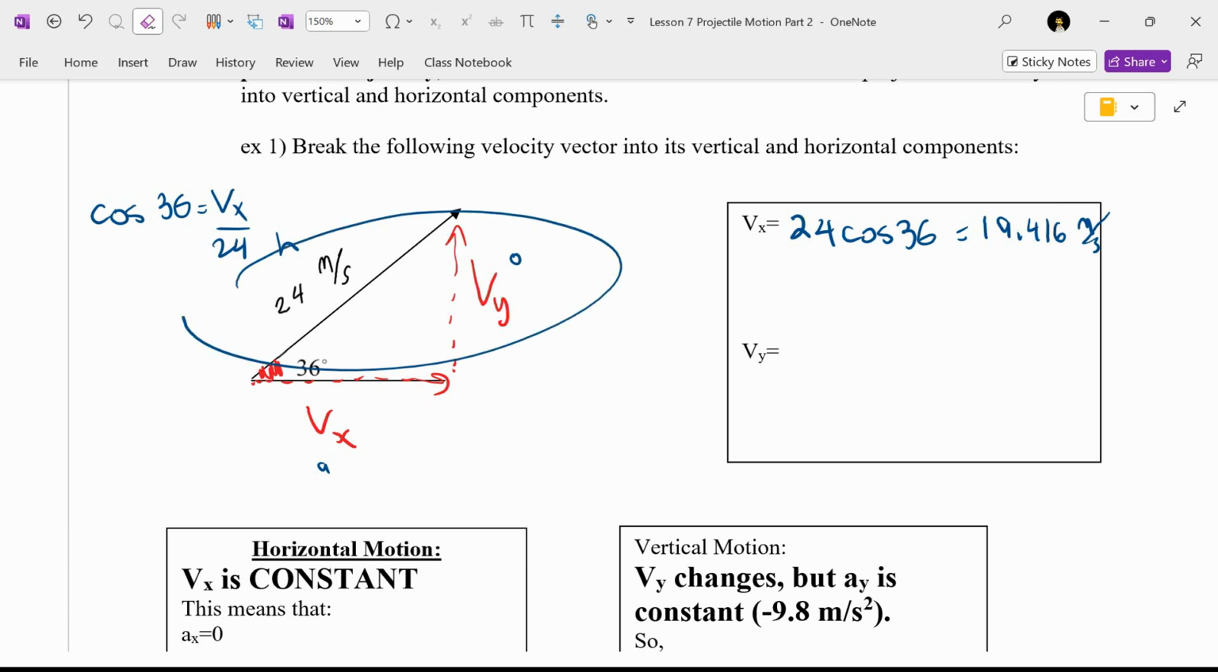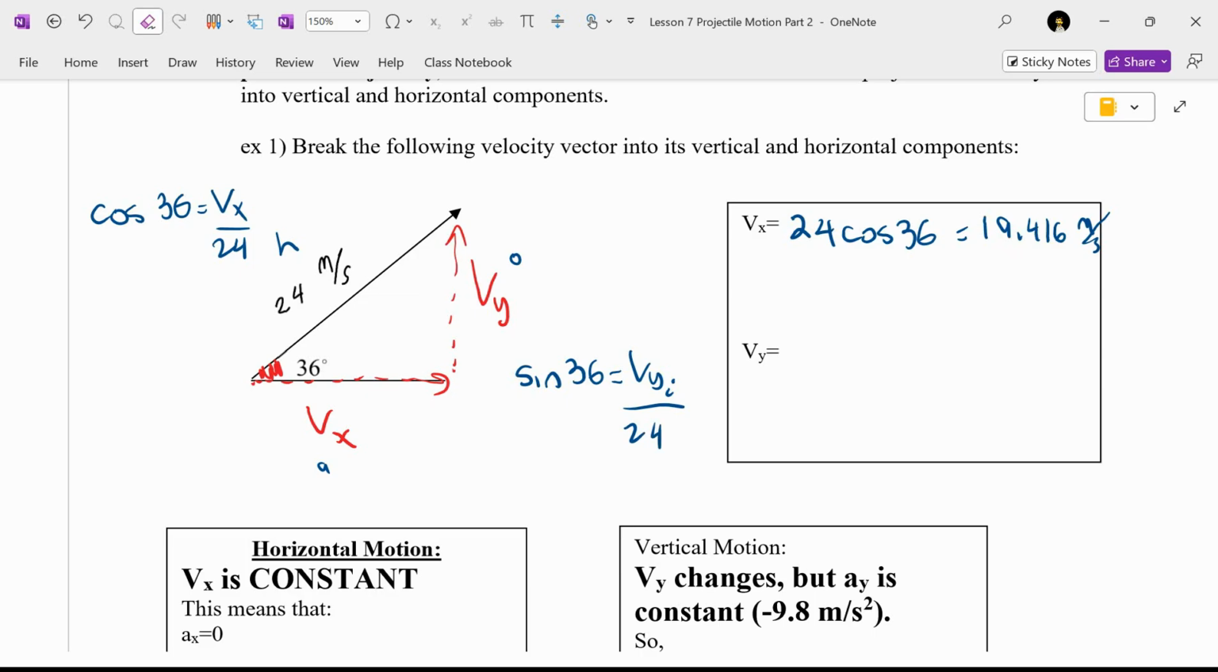Stephen, which trig function am I going to use to find Vy? It is sine. I'll do that right here. Sine of 36 equals Vy initial over 24. Why did I stick in an initial on the Vy and not on the Vx? Because Vx doesn't change, but Vy does. As soon as it launches, Vy is going to get smaller and smaller until at the top for a split second it's 0, and then it's going to get bigger but negative, bigger but negative, until it hits the ground again.